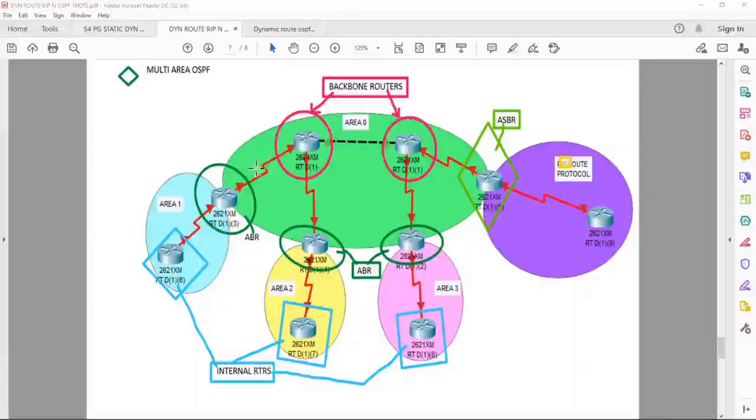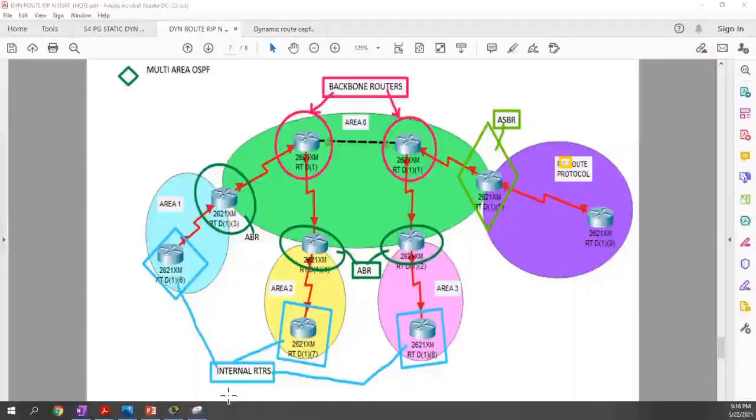And the other router you can check here: one of its interfaces is in area 0 and the other interface is in area 1. So we call this router an area border router, which connects other areas like area 1, 2, 3, whatever, with area 0. You will understand this area border router better by looking at its function.